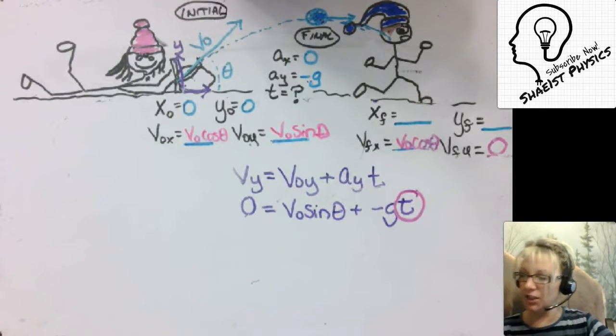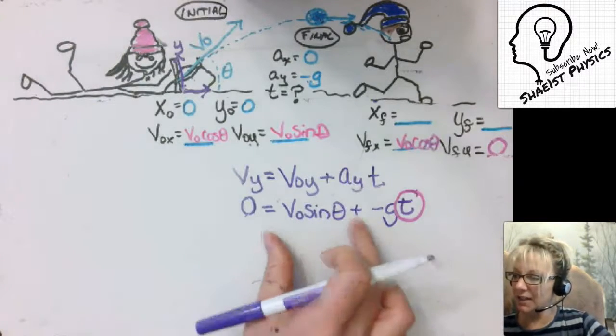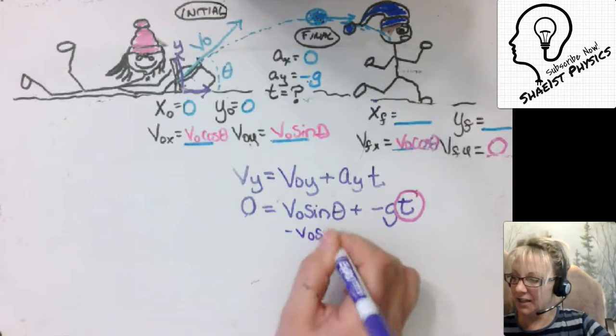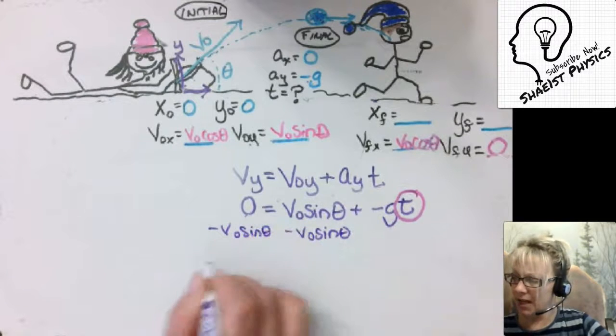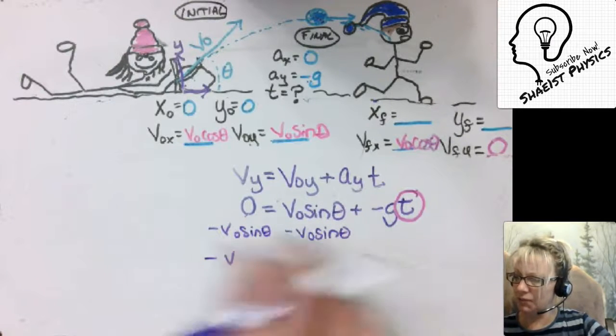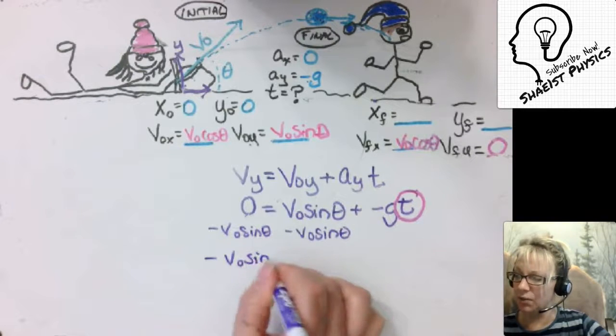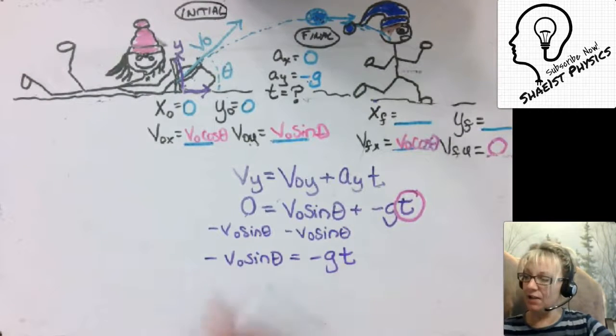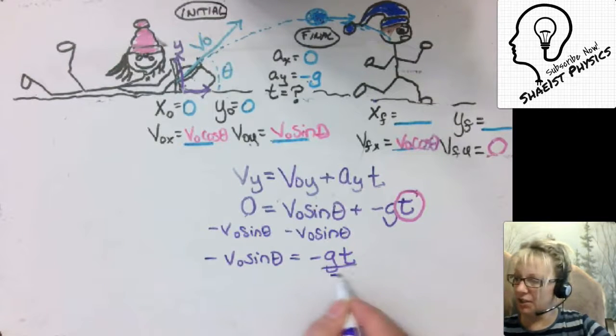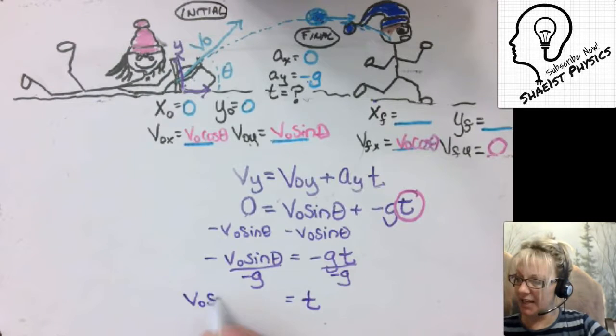If I want to get t alone, now this is algebra right here. I'm going to subtract v0 sine theta. Doesn't matter what this is. Don't get scared because it's variables. You're going to treat them just like you would numbers. So I subtract this from both sides. And right now, t is being multiplied by negative g, so I'm going to divide both sides by negative g. And I find out that t is equal to v0 sine theta over g.